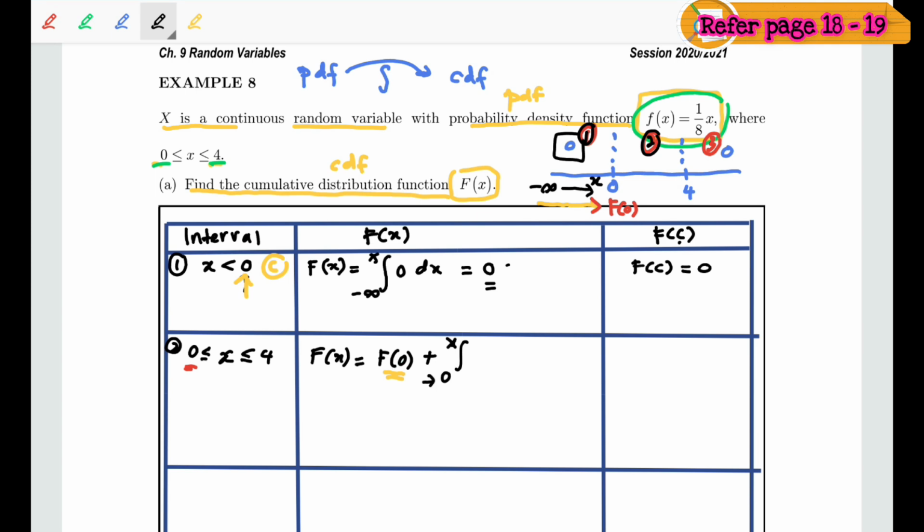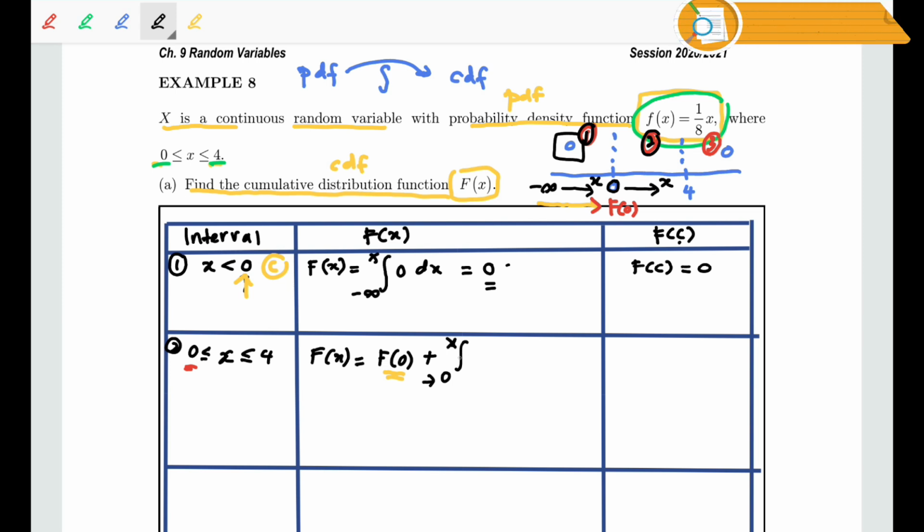So why are we starting from 0? This is the start of the second interval. We are going to integrate until x, 0 until x. It's not 4. We are not integrating until the maximum. We integrate from the beginning of that interval, which is 0, until x, because x represents any single x in that interval. It could be 0 until 1, 0 until 2, 0 until 3.1, 0 until 3.9, any value of x up to 4.